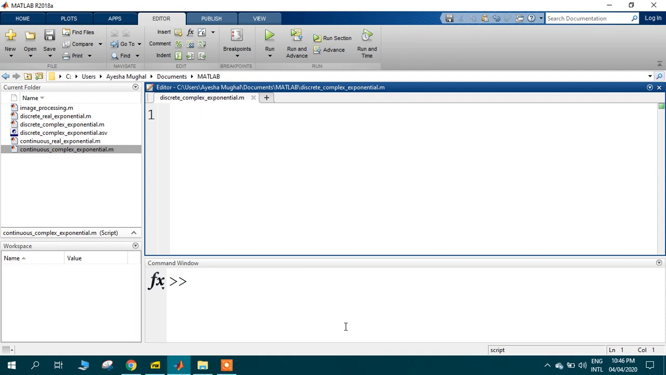Assalamualaikum guys, today we are going to see how to plot a complex exponential function, but this time a discrete time complex exponential function, and we will also plot it in 3D.